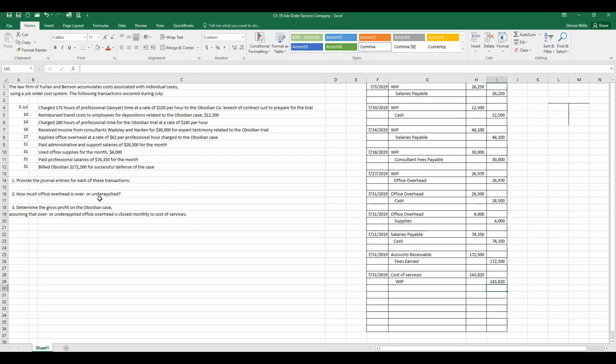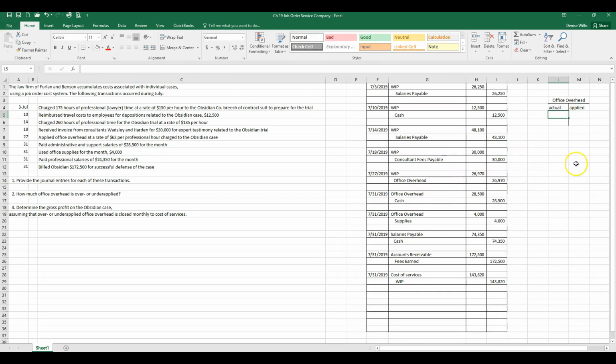Okay, so we've got to figure out how much is applied. Okay, we know the amount applied and the amount incurred based on these transactions right in here. I've made a little T account for us to look at this, so it'll hopefully make a little bit more sense. Let's just go ahead and label this office overhead. Okay, and we said actual amounts will end up being debited here, and the applied amounts will end up being credits.